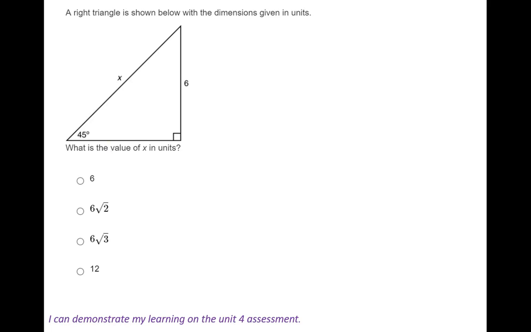This one, a right triangle is shown below with the dimensions given in units. What is the value of X in units? So they wrote X for us. This is a 45, 45, 90 triangle, which is our Zach and Cody twinsy triangle.